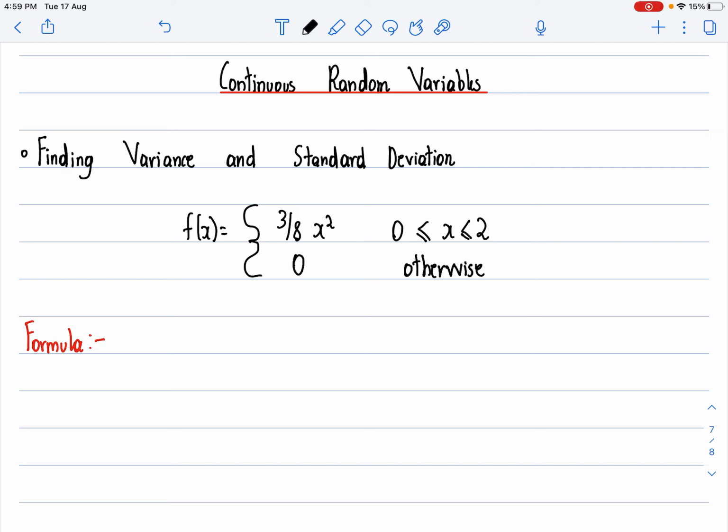Today we'll be learning the concept of finding the variance and the standard deviation, which is a subtopic in the chapter of the continuous random variables. So first you need to know the formula.